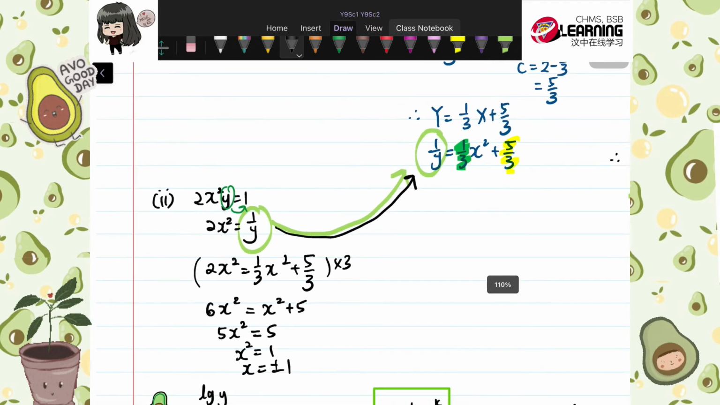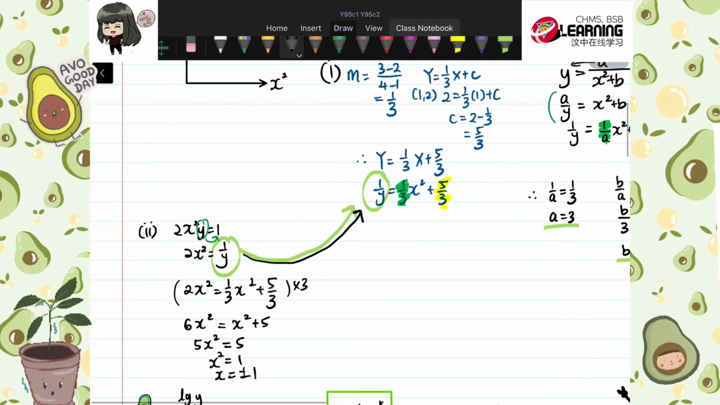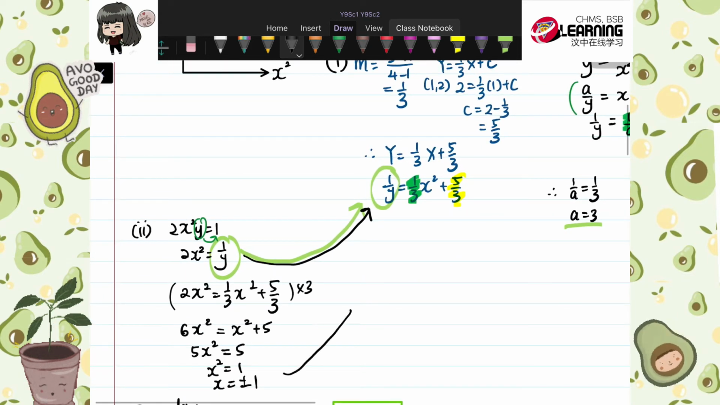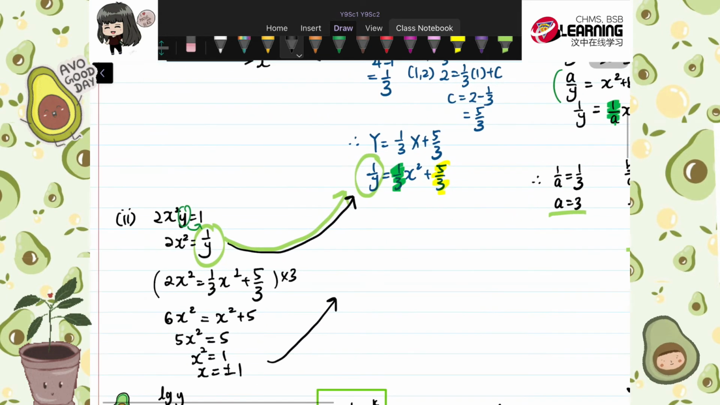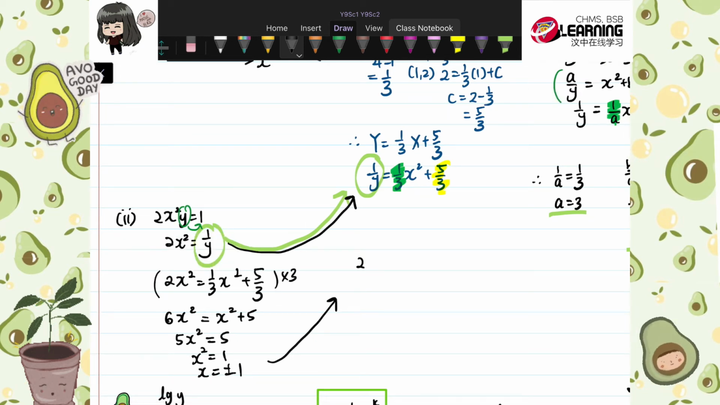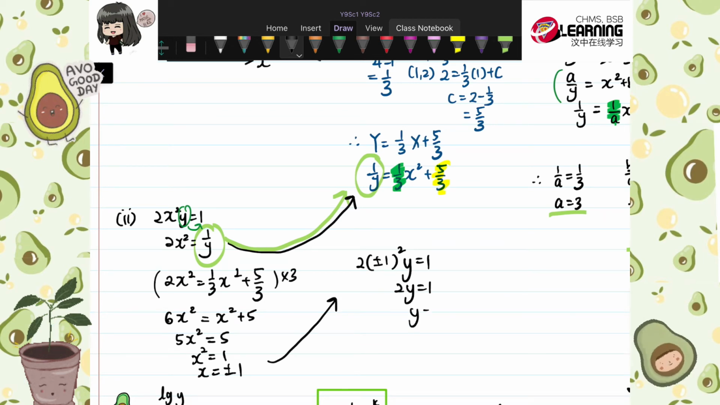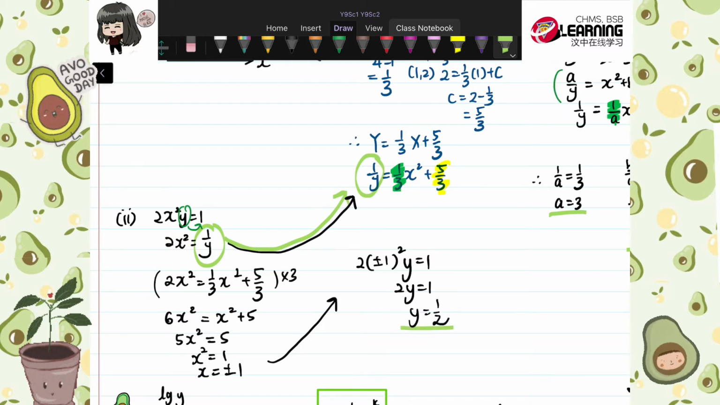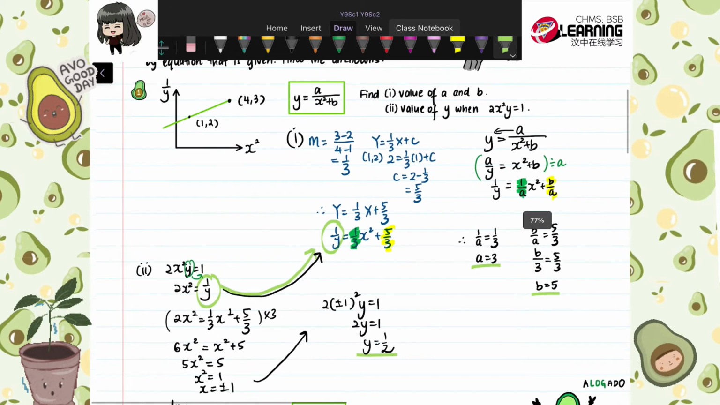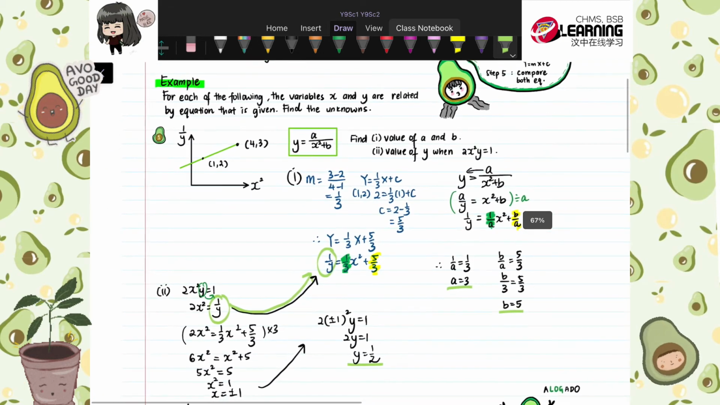But then the question asks you to find the value of y, right? So I sub in this x back to this 2x squared y equals 1, or I can sub in back to this one also can. So 2 times plus minus 1 squared y equals 1. Basically this plus minus 1 after you square is still positive. So 2 times 1 is 2, so your y is 1 over 2. That's it. That's for question 1.